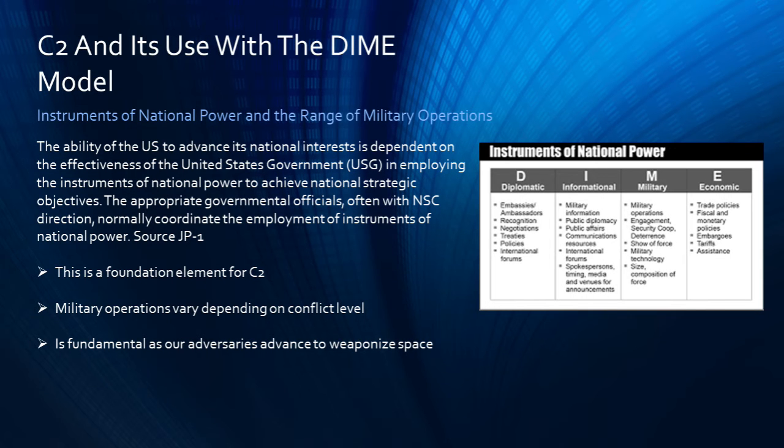C2 and its use with the DIME model, instruments of national power and the range of military operations. The ability of the U.S. to advance its national interests is dependent on the effectiveness of the United States government in employing the instruments of national power to achieve national strategic objectives. The appropriate government officials, often with NSC direction, normally coordinate the employment of instruments of national power. As you can see from this slide, the DIME model is represented by this chart. DIME is diplomatic, informational, military, and economic.